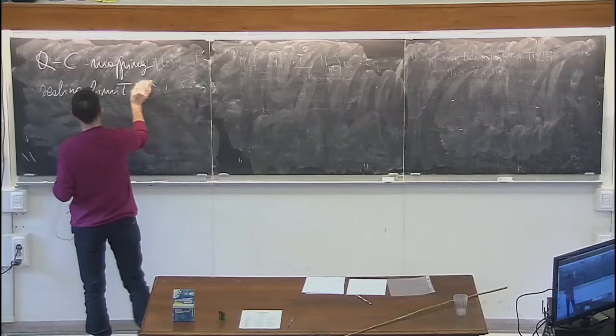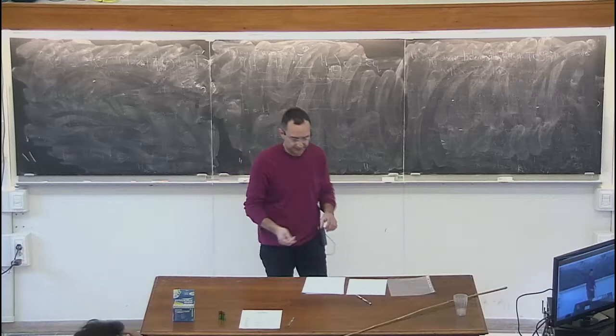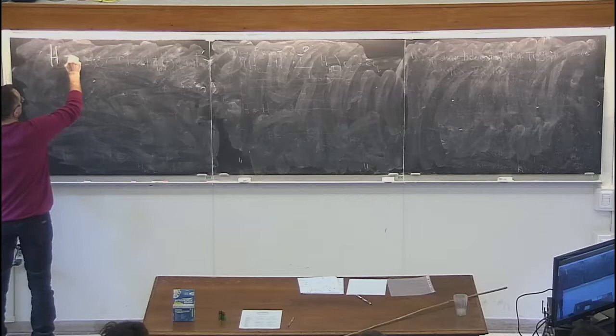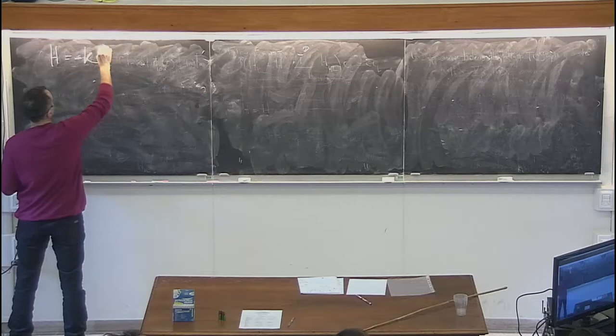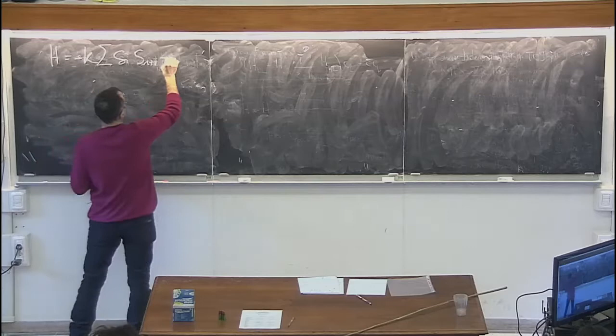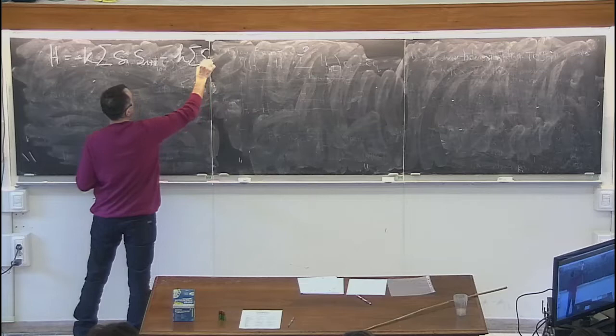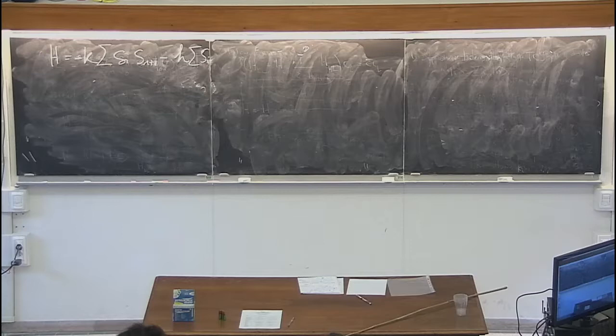So let me start from the classical Ising model. Classical Ising chain. So let's take the Hamiltonian. This is a classical Hamiltonian. I wrote it in this way: minus K sum of s_i s_{i+1} minus h sum over s_i, and the sum is done over the sites. We have M sites. The number of sites is finite.